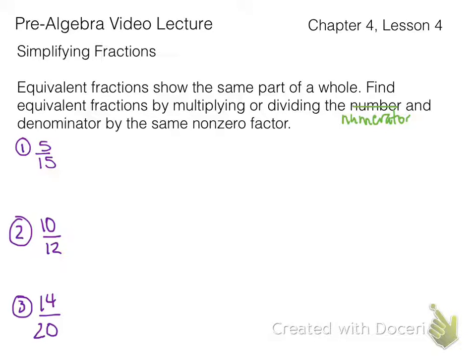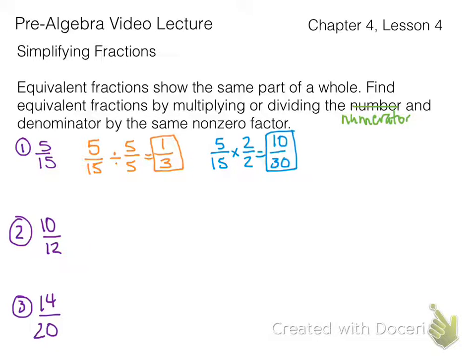So let's go ahead and do some examples. So 5 over 15. If we were going to simplify, we would divide the same fraction by a number that goes into both 15 and 5, which is 5, and we're going to end up with 1/3. And I can take the same fraction before, 5 over 15, multiply it by 2, both the top and the bottom, and I'm going to get 10 over 30. So 1/3, 5 over 15, and 10 over 30 are all equivalent fractions.